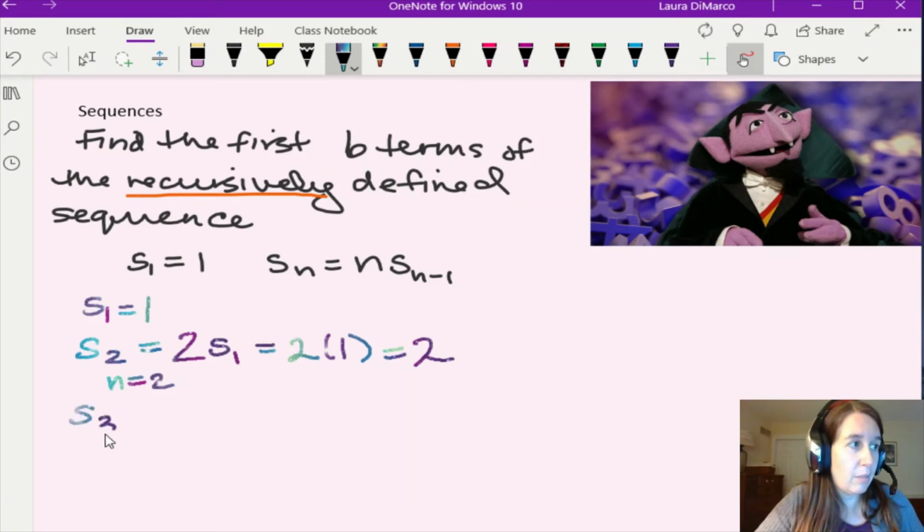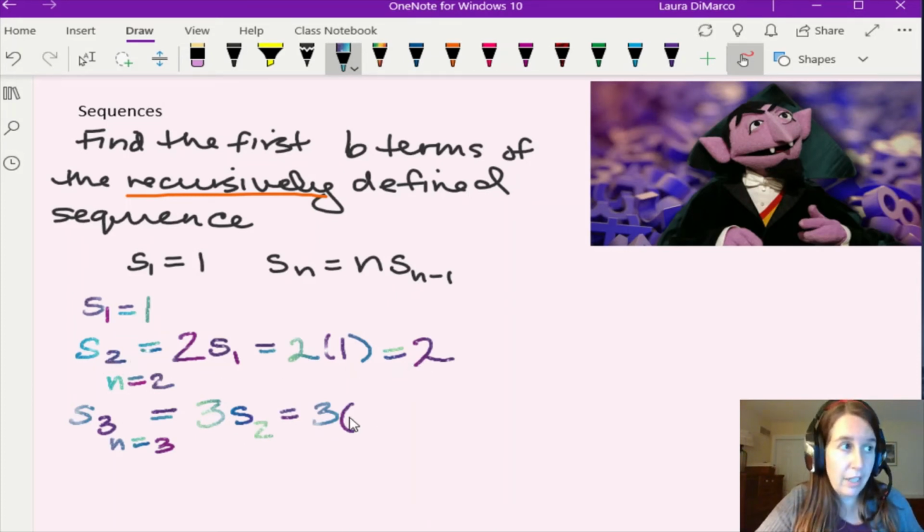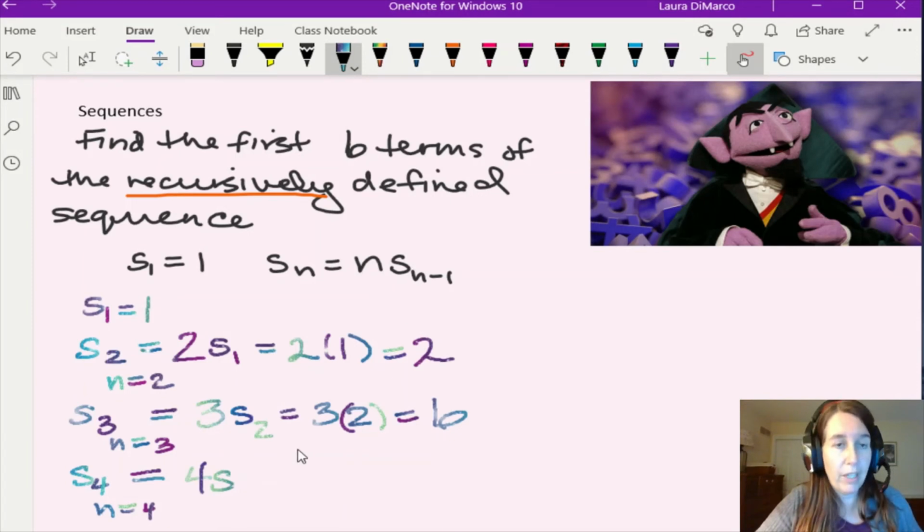All right, S sub 3, that means n is equal to 3. So that's 3 times S sub n minus 1. 3 minus 1 is 2. Okay, so it's 3 times, well, S sub 2, we just found it before. The last one, it was 2. 3 times 2 is 6. Okay, S sub 4 means n is equal to 4. So that is 4, the n, times S sub 4 minus 1, S sub 3. So 4 times S sub 3, we just found it was 6. So 4 times 6 is 24.